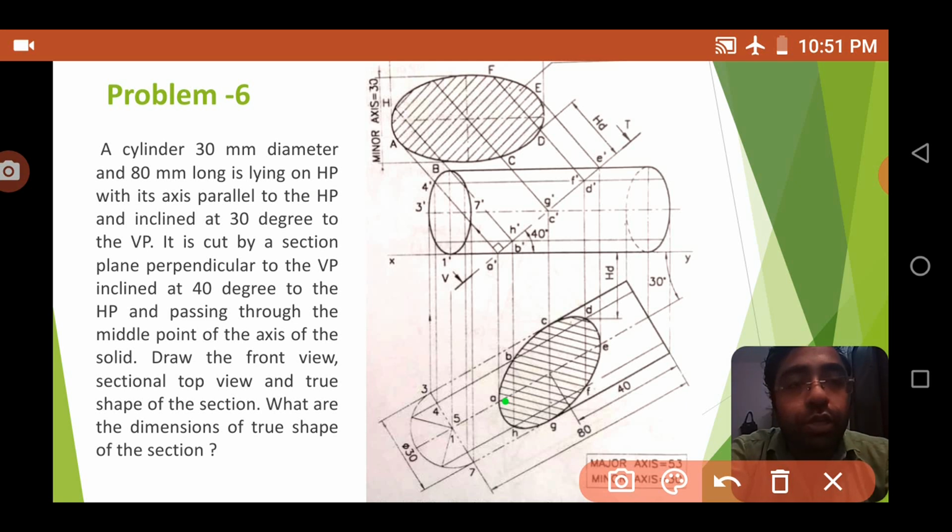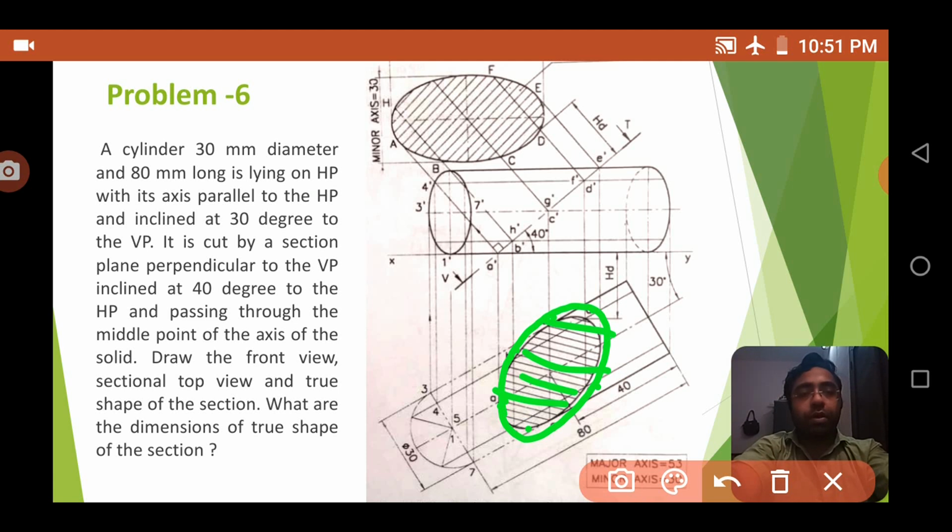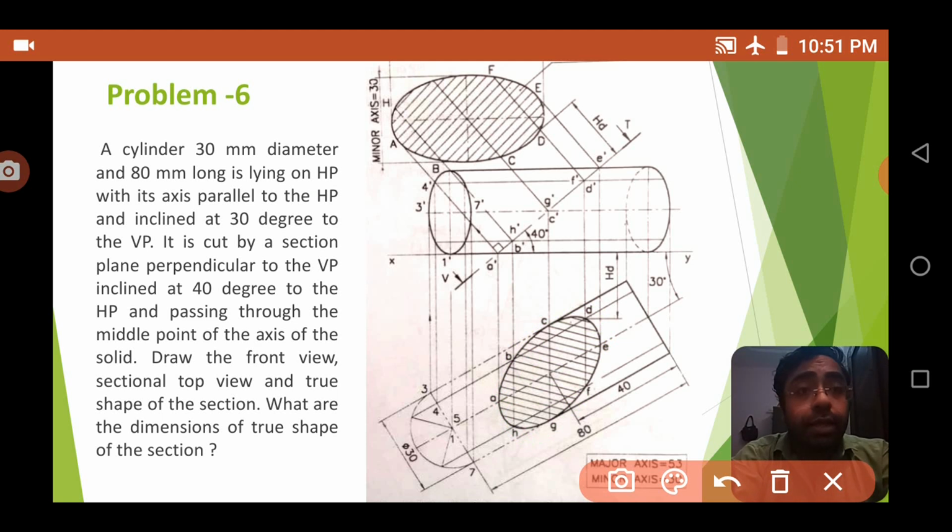So A dash you will get a point here, and E dash you will get a point here, and C dash you will get a point here, and G dash you will get the corresponding opposite point here. You will get every point. B you will get 2 points, D you will get D and F, 2 points. Joining these points you will get the sectional top view. After joining, you just hatch it, and you will get the sectional top view.